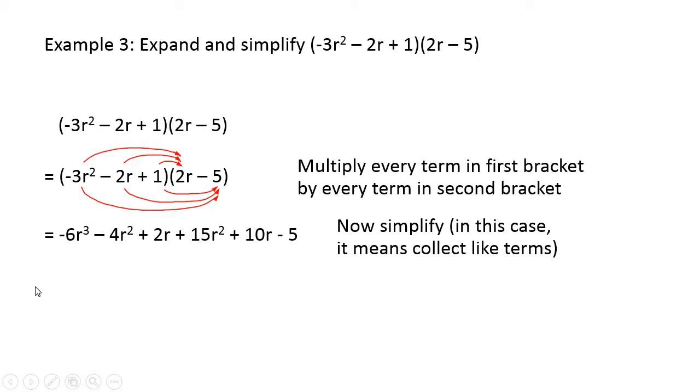Collecting the like terms and writing in decreasing order of degrees, we have negative 6r cubed, no other r cubed terms. And feel free on your test or your homework, you can underline the r squared terms as like terms. You can circle the 2r and the 10r as those being like terms. Anything that helps you make sure that you cover every term and you haven't forgotten any. So negative 4r squared plus 15r squared is 11r squared, and 2r plus 10r is 12r, and finally we have our negative 5 that had no other integers up here to add it with.